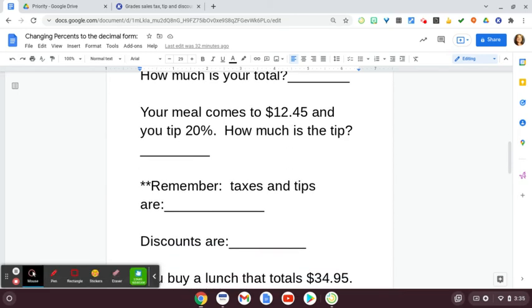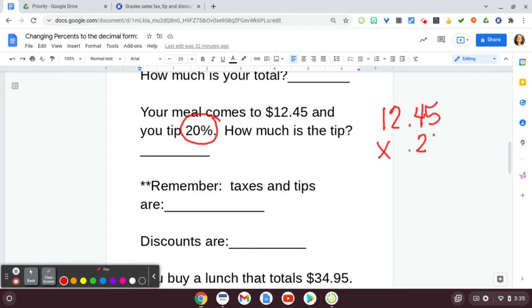Let's say you want to give your server a tip. Remember, we were talking about servers getting their tips. A good tip is about 20%. So in order to find out what 20% of $12.45 is, take our $12.45, times it by its decimal equivalent, which is 0.20. And so when you do that, you get $2.49, and that's what the tip would be.